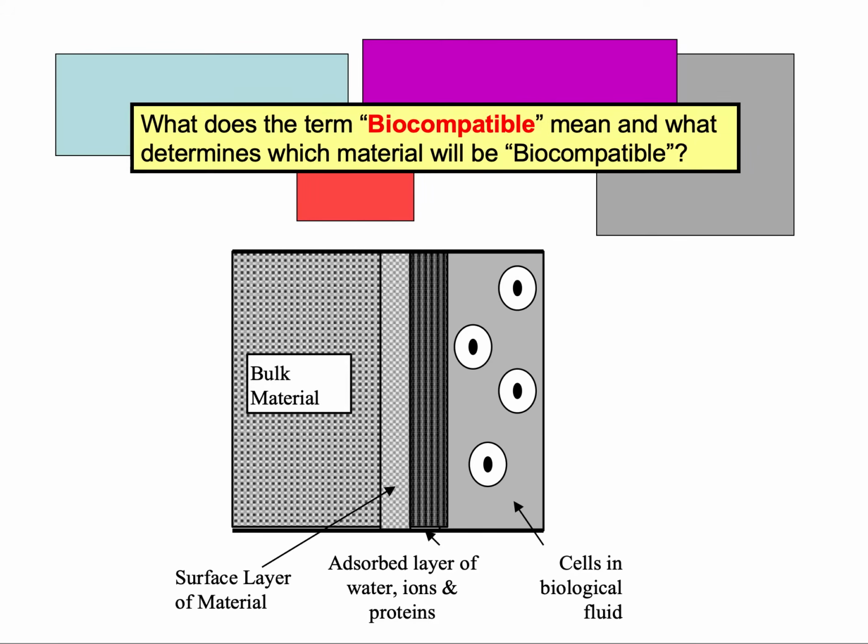So we will start with what the term biocompatible means, what determines which material will be biocompatible, and why compatibility is important. Look at this schematic that we are presenting in this slide. Let's say that this is our material. We have the bulk of our material, and then we have the surface layer of our material. And this is something very important in medicine and biology. When we implant a material inside the body, we need to pay attention to the surface property as well as to the bulk properties of the material that we implant.